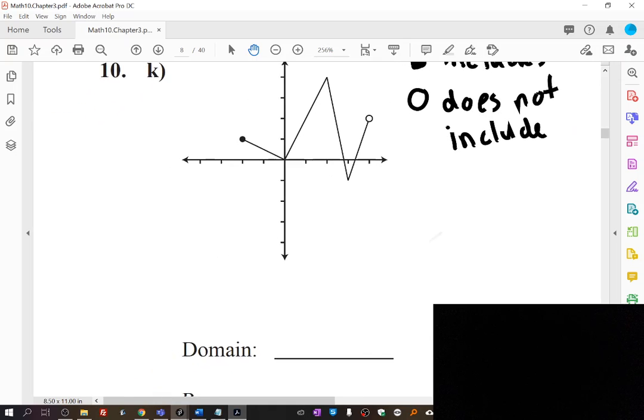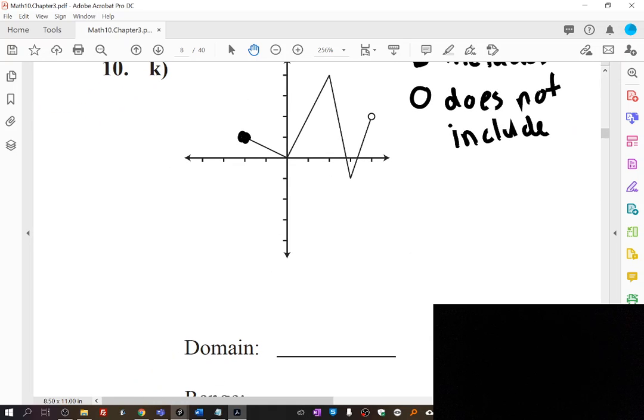So for this one, I'll do this one together. It does include this value here, but it doesn't keep going on forever. It stops. There's no arrow, right? So it starts at -2, and it includes -2, and then it goes all the way up to but not including, what is that? 1, 2, 3, 4, +4. So it's all the numbers from -2 to +4, but not including +4.